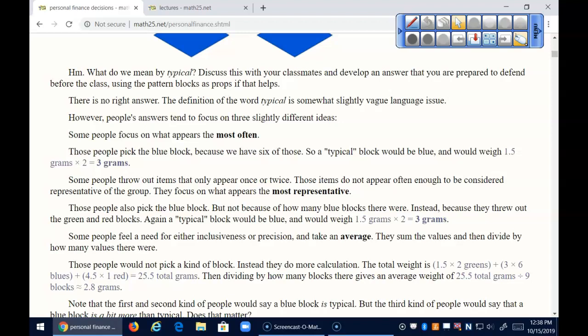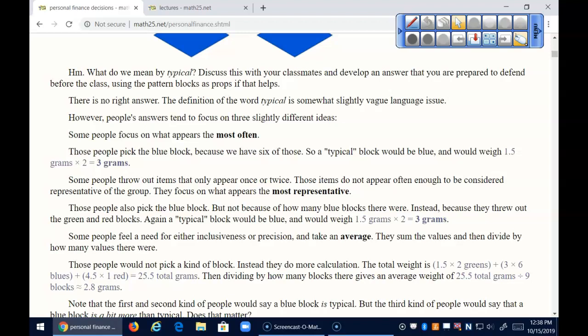Other people focus on what's most representative. That's Trish's first argument. That the tiny one and the huge one were not representative of the whole collection. So we'll toss them out. And then we'll look at what is not tossed out, the ones we consider representative, and kind of revisit that question. Just among those, is there something that's most typical? And in this case, they were all the same, so that was an easy step.